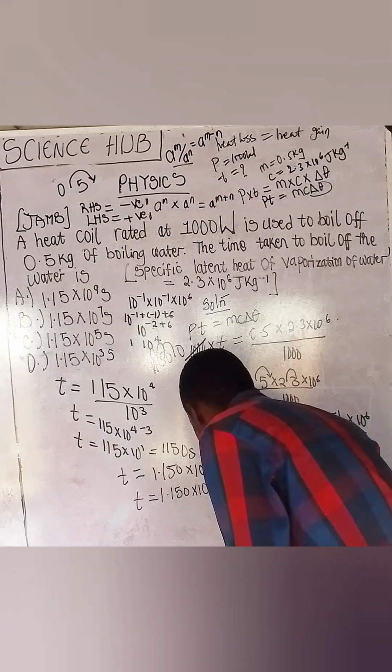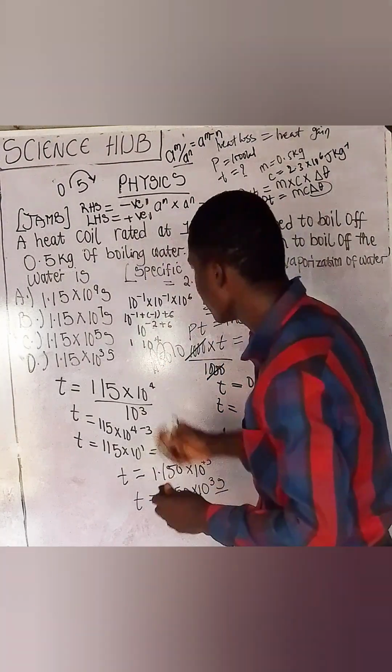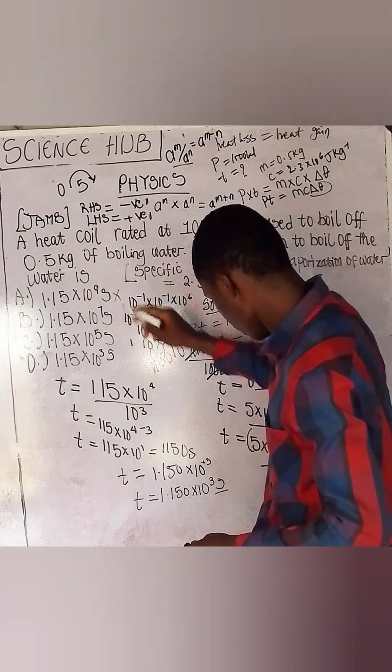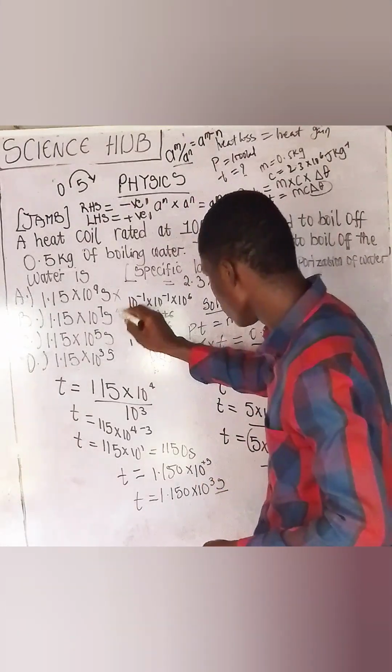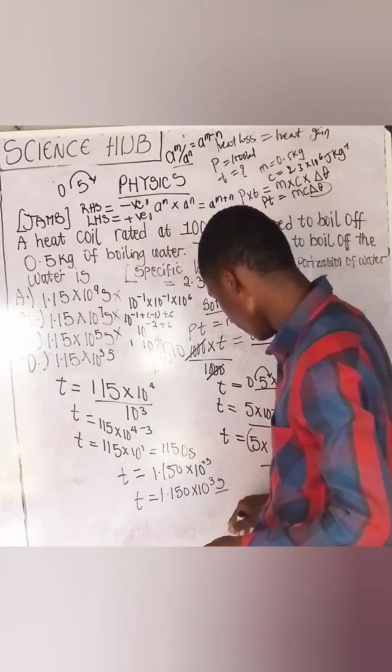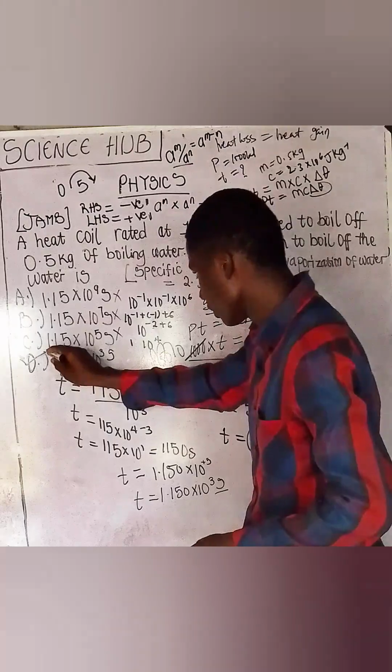3 seconds. Let's check if we have seen such an answer. A is not the answer. Plus 3, yes. This is not the answer. This is not the answer. And this is the answer.